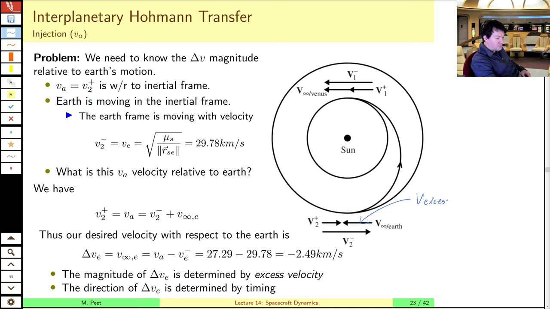So how do we do that? Well, we know that the Earth is moving, so that's VE. The Earth is moving at about 30 kilometers per second in the heliocentric frame. And so if we want our apogee velocity, what did we want it to be? 27.29, right? So if we want our apogee velocity to be 27.29 and the Earth is moving at 30, we need our velocity after departure with respect to the Earth to be equal to 30 minus 27.29, which gives us 2.5 kilometers per second, or thereabouts.